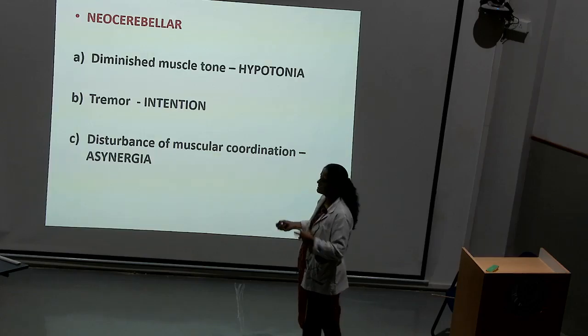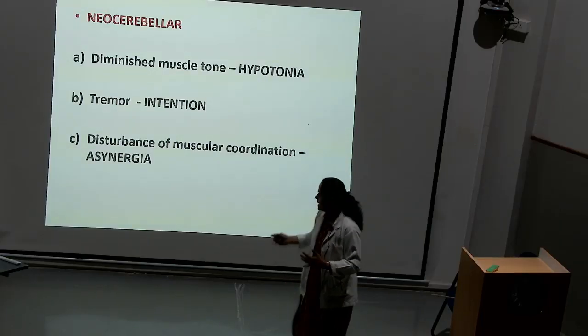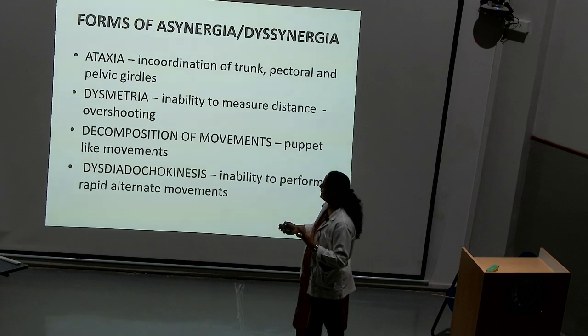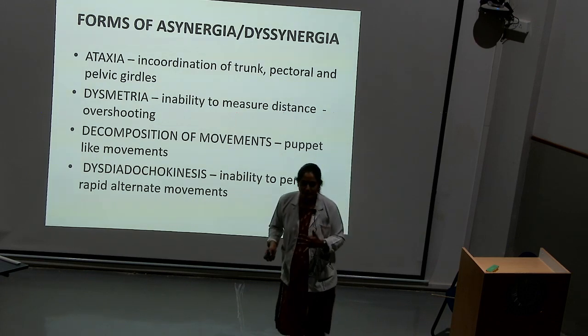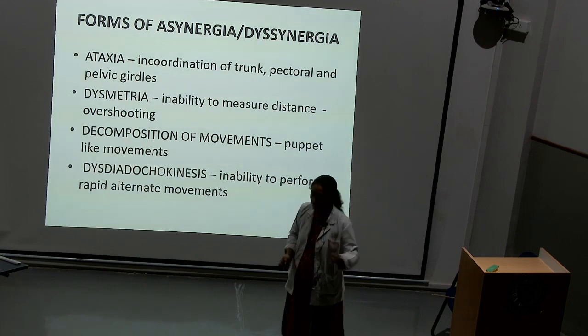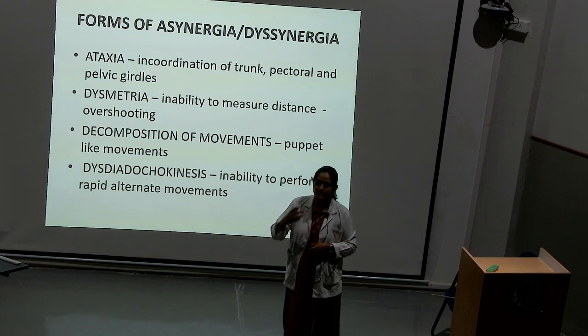And you can see a variety of disturbances in muscular coordination, which is called asynergia. Now there are various forms of asynergia. Ataxia is incoordination of your trunk and pelvic and pectoral girdles, which you've already seen in the gait. Dysmetria is the inability to measure distance.